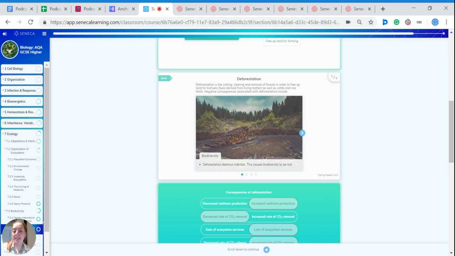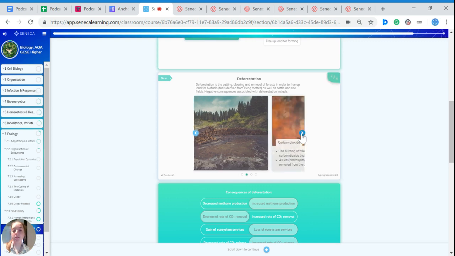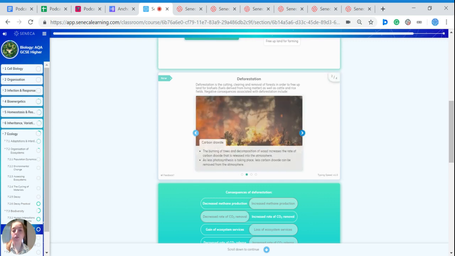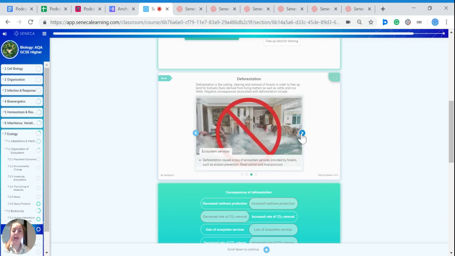Deforestation destroys habitats, which causes biodiversity to be lost. The burning of trees and the decomposition of wood increases the rate of carbon dioxide that is released into the atmosphere. And because less photosynthesis is taking place, less carbon dioxide can be removed from the atmosphere.